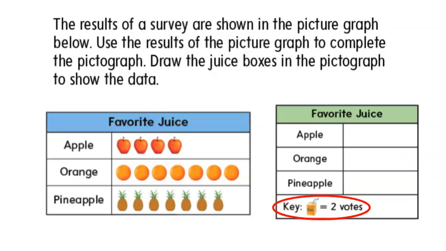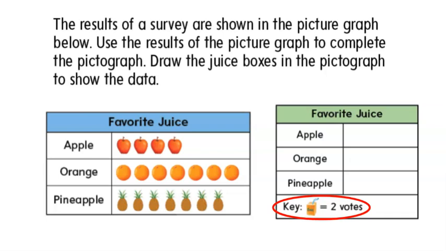So let's read these directions. The results of a survey are shown in the picture graph below. Use the results of the picture graph to complete the pictograph. Draw the juice boxes in the pictograph to show the data. So again, the difference is that we are going to use a common picture.